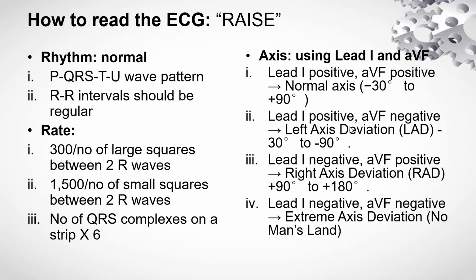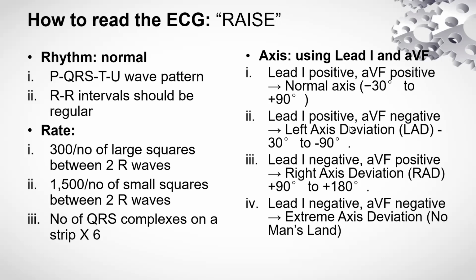Or if you are going to use the small squares, you divide 1,500 by the number of small squares between two R waves. But if the rhythm is irregular, what you need to do is count the number of QRS complexes on a strip and multiply it by 6. So that is how to determine the heart rate of the patient from your ECG.